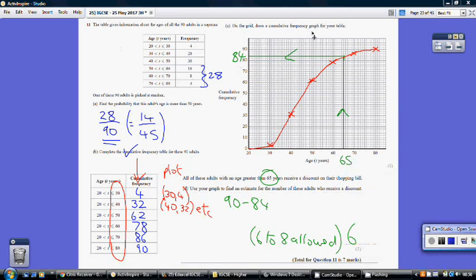Now when we plot this on the cumulative frequency graph, do remember to plot the upper boundary for the ages. So we're plotting 30, 4, and 40, 32, etc. And then just join them, making a nice gentle curve.